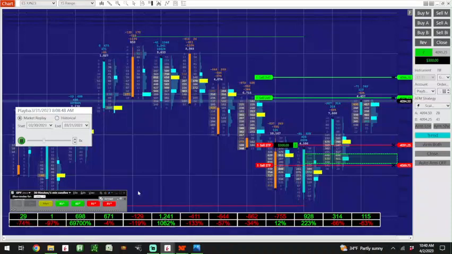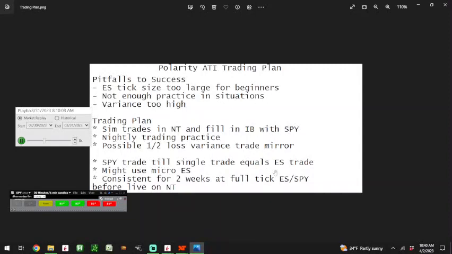Okay, so that's it. In terms of the strategy that I'm going to use, we'll talk about that in a separate video. But yeah, this is essentially the plan. I hope this makes sense. Do you have any questions about how this avoids one of the major pitfalls to success, which is too large of a size, too fast, too early?